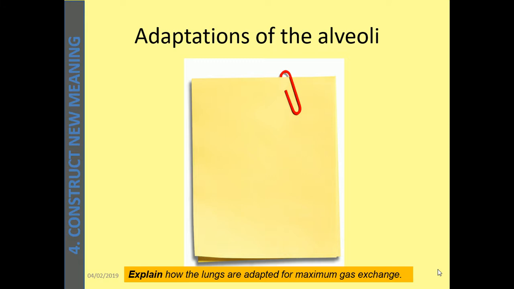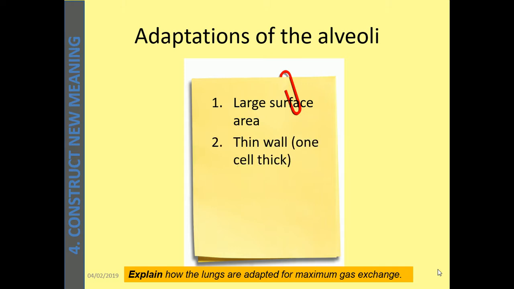Last one then, adaptations of the alveoli that we need to remember, and we covered this in B1. Large surface area, lots of places for the oxygen to move from the alveoli into the blood, and for carbon dioxide and water to go back into the alveoli. Thin wall, they're only one cell thick, so it means that there's a very short distance to travel to move from one to the other. The capillaries that the oxygen's going into are also one cell thick, so it's very easy to transfer gases across. It just makes that transfer very easy.